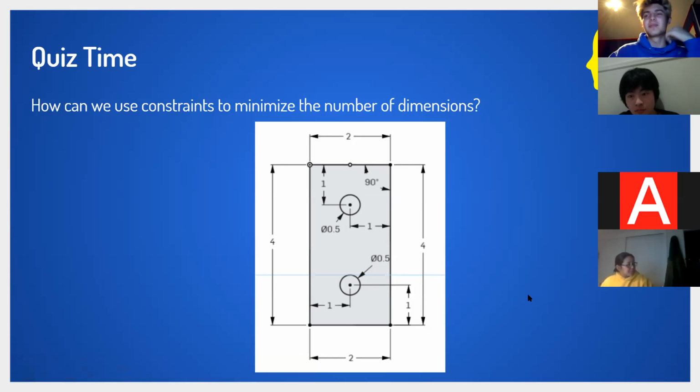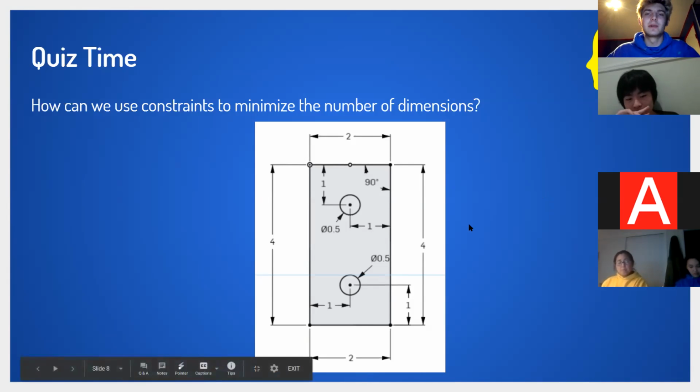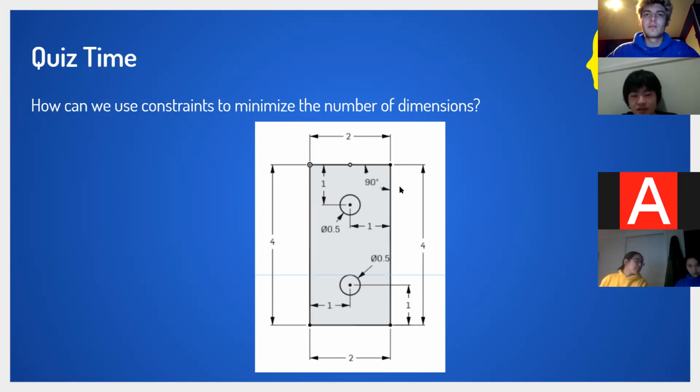Yuta, what could I do to make this better? You can, for the sides of the pipe, make them equal to half the amount of dimensions you need. Right, I can make these two lines equal, and I can make these two lines equal. And you can probably make construction lines connecting the circles to the pipe, vertically and horizontally. And you can probably dimension one of them and make all of them equal.